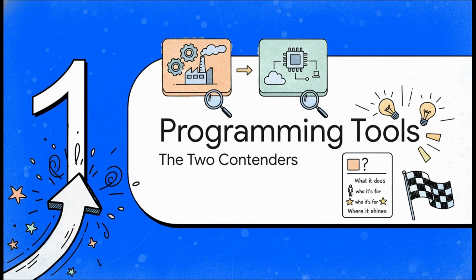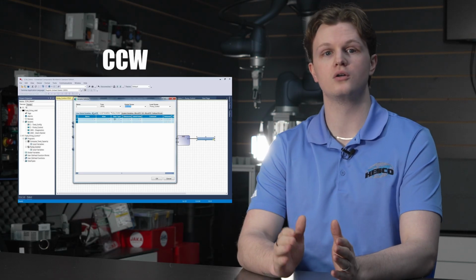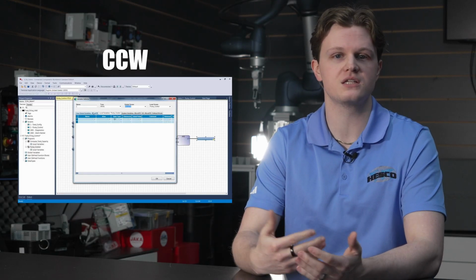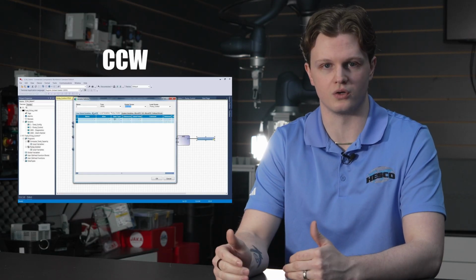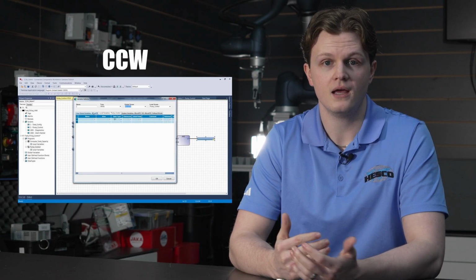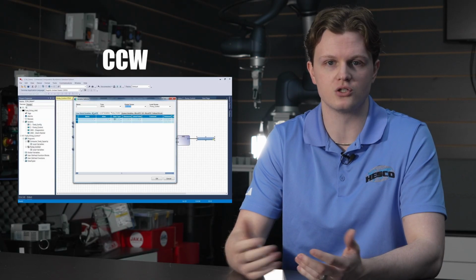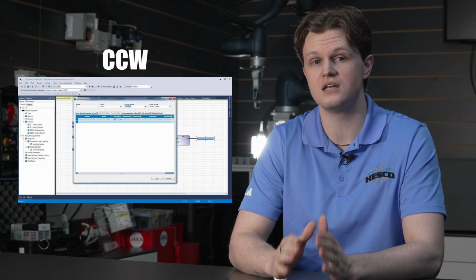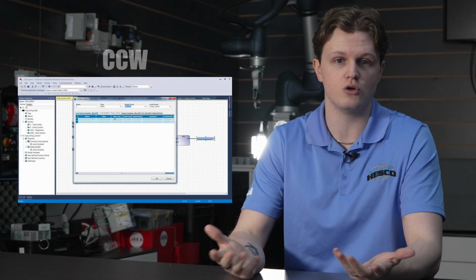Alright, first things first. Let's get properly introduced to our two contenders. We're going to take a quick look at what each one was built to do, and more importantly, who it was built for. On one side, you've got good old CCW. Think of this as the original, the self-contained toolkit, the all-in-one solution that's been around forever for the Micro800s. And the standard edition is completely free, which is a huge plus for it.